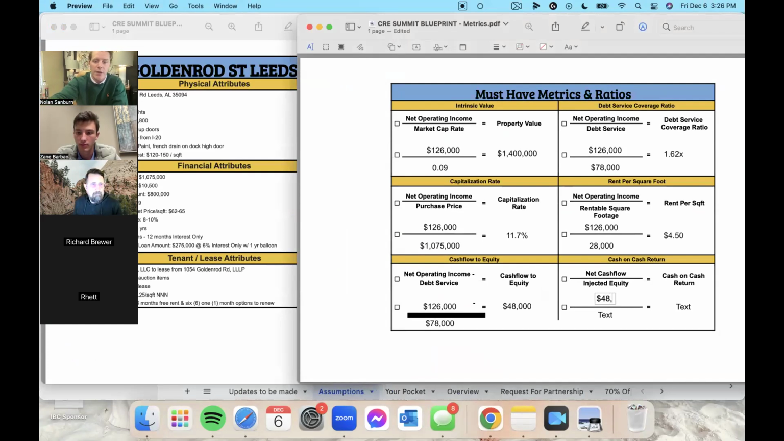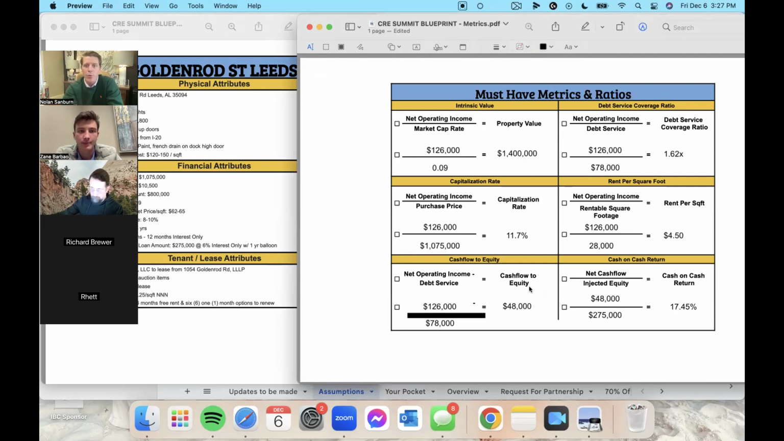So $48,000. And in that case, let's say we injected the equity of the $275,000 that the seller financed me. Let's say you showed up with that, just to keep the numbers round. Okay, 275. Who's got this number? 17.45 or 17.5. Yeah, 17.45%. You can always round up on that, whatever.